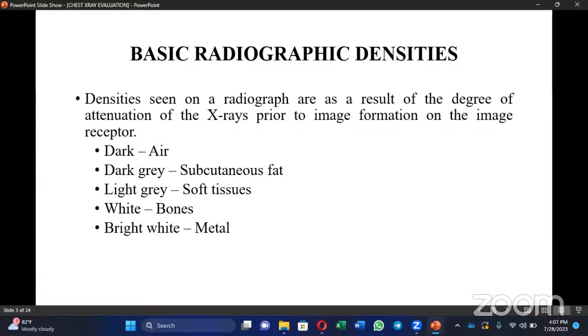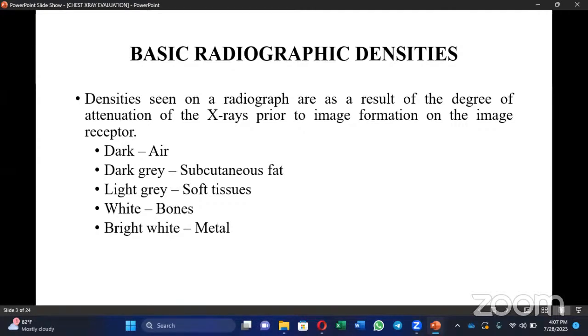So now let's look at the first radiographic density, which is air. Air appears dark on the radiograph. And before that, let me check this in. The various shades of gray are the densities that we see on the radiograph, okay?